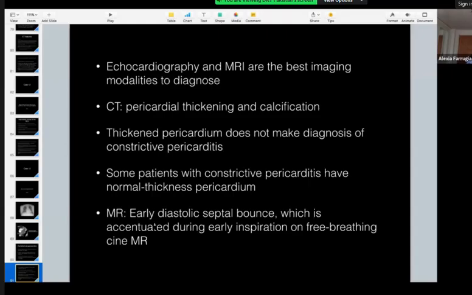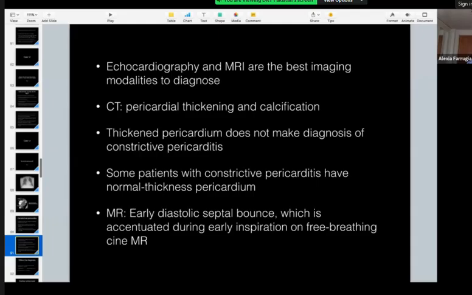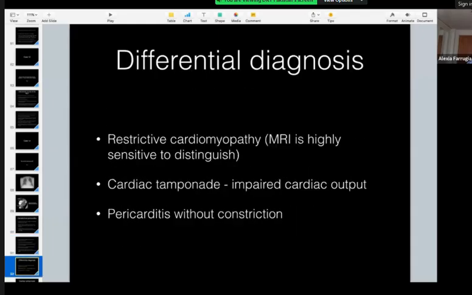On MRI, there is an early diastolic septal bounce, which we see accentuated during early inspiration on free breathing on the Cine sequence. And this is almost diagnostic, and it helps us to distinguish from the other differential, which is a restrictive cardiomyopathy, where this septal bounce is absent. The differential includes cardiac tamponade, but these patients present with impaired cardiac output and the raised JVP and the muffled heart sound, all of that, which wasn't present in this case. Another differential is pericarditis as well without constriction.